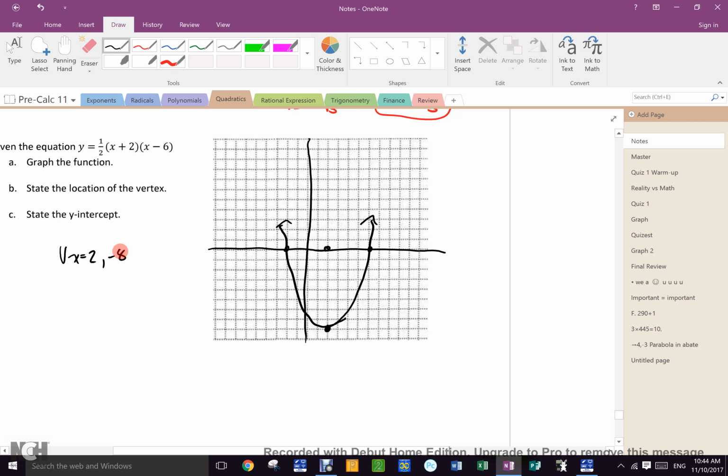Y-intercept. What's the y-intercept when x equals what? When x equals what? 0. Y equals 1/2, 0 plus 2, 0 minus 6. 2 times negative 6 is negative 12 times 1/2 is negative 6. There's your third mark, making that page out of 10. Any questions there?